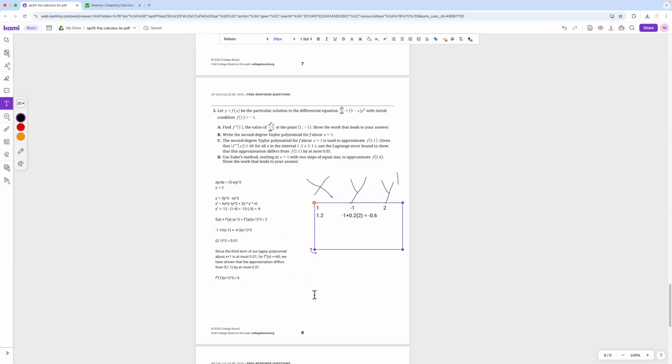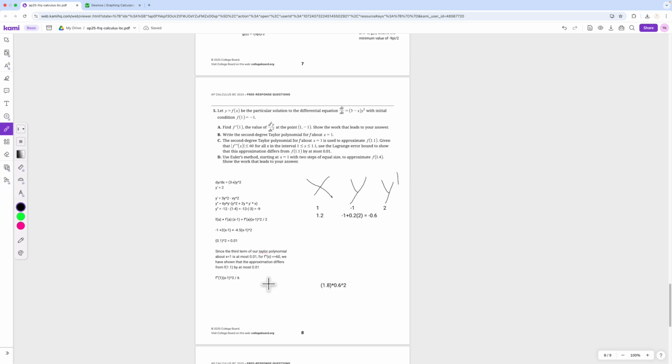So what's this going to be equal to? We know that's going to be 3 minus 1.2 times 0.6 squared. What is 3 minus 1.2? That is 1.8. So let's write that, 1.8. And we're going to be multiplying by 0.6 squared. So now, in order to do this, I'm going to show you how I solve this. 0.6 squared is 0.36. So we're doing 0.36 times 1.8.